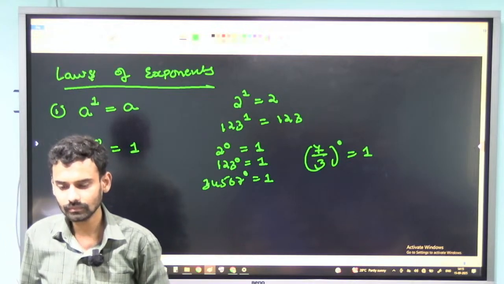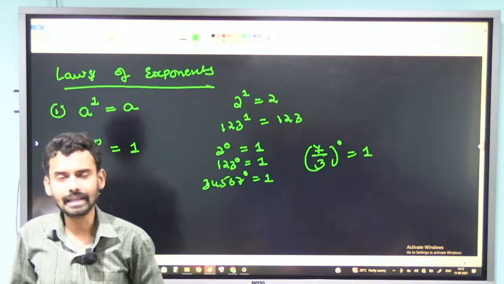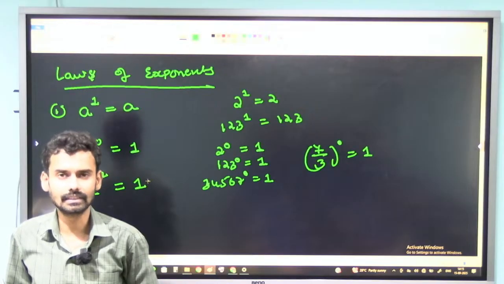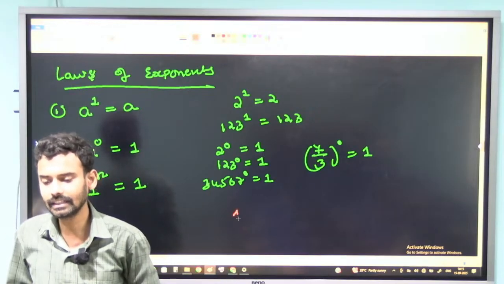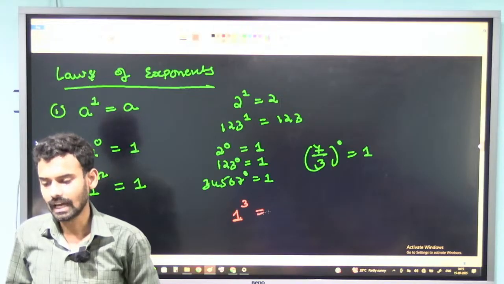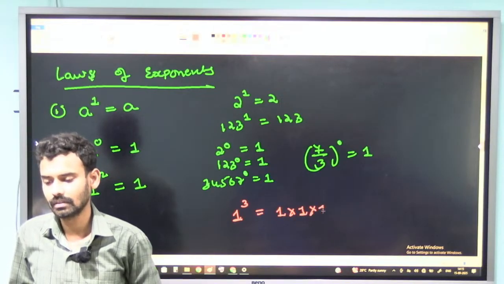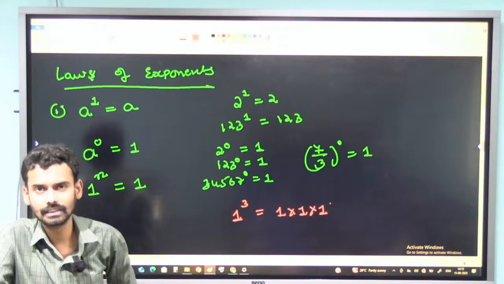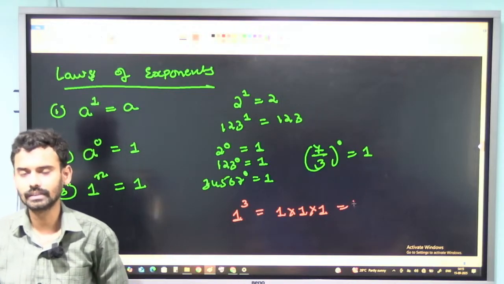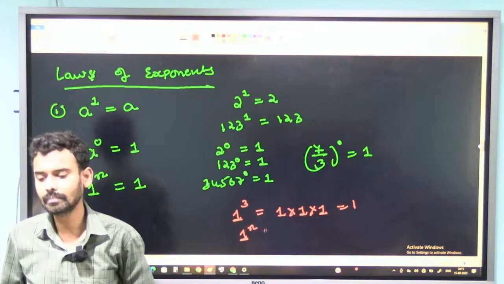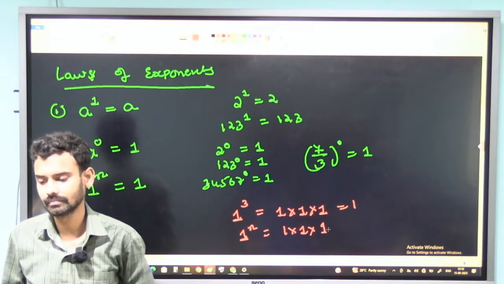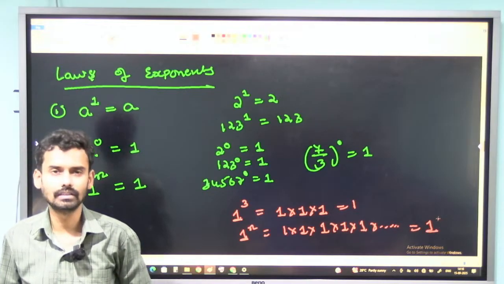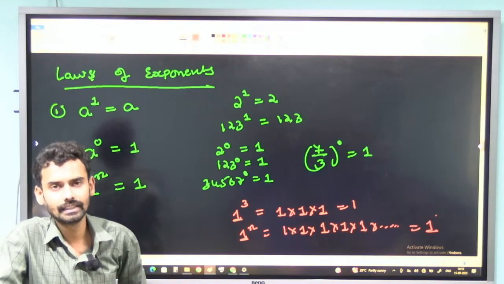Third point, if I consider 1 as the base and raise it to the power of any number, it will always give me 1 as the answer. For example, 1 to the power of 3 means I am multiplying 1 three times. But as we know, if we multiply 1 any number of times, the result is always 1. Similarly, 1 to the power of n is always equal to 1, even if I multiply it infinite times.